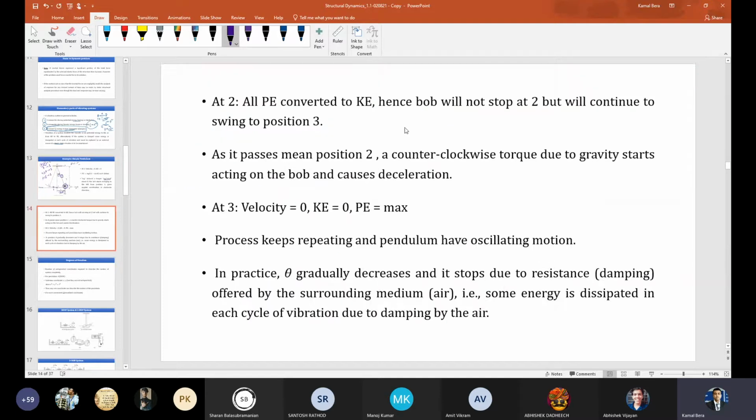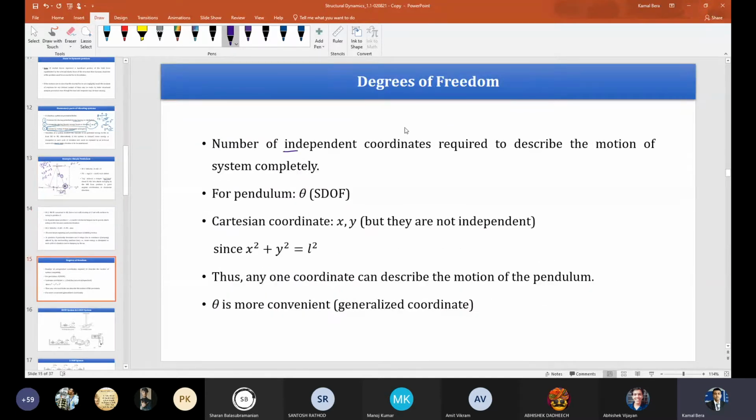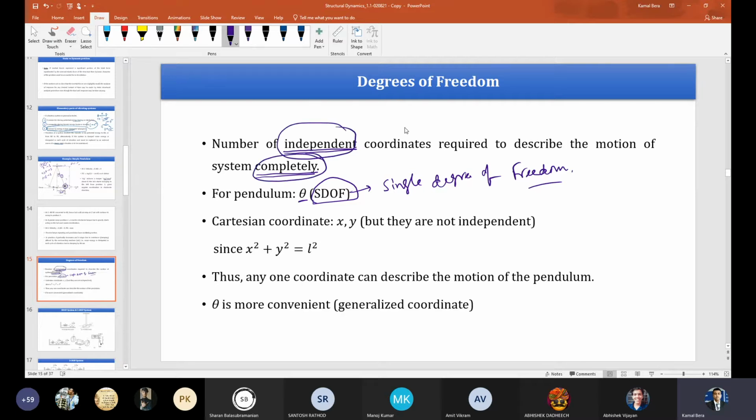So the definition for degrees of freedom reads like this: the number of independent coordinates required to describe the motion of the system completely. That is a very important thing, and this line is the important thing. So for this pendulum system, theta is the only degree of freedom. We usually call it a single degree of freedom system. Clear? So just keep in mind these two terms: it has to be independent coordinates, and they will completely describe the motion of the system.